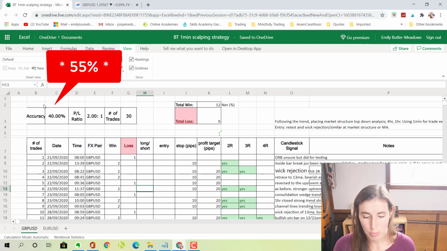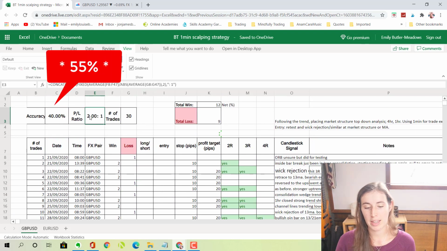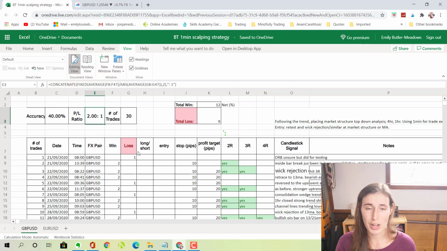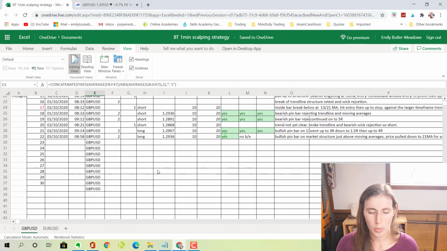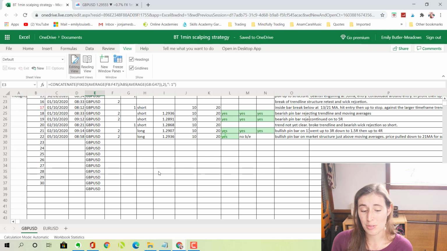The accuracy rate's not brilliant, but I'm making up for it with a positive profit to loss ratio. I know that scalping on the 1 minute chart can seem quite daunting. Price action is very choppy and very quick, but it is actually the way that I first started to learn trading when I did stocks and warrior trading, and I do like it.